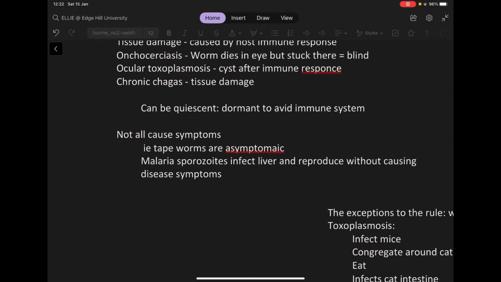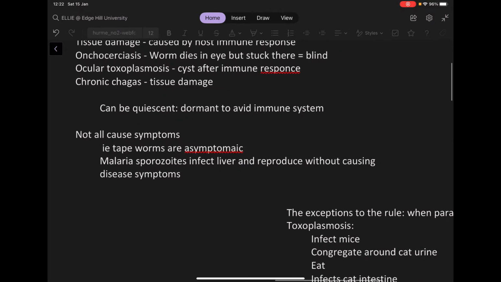But not all of them do cause symptoms or damage. So tapeworms are asymptomatic, they just live in your gut. Malaria sporozoites, they infect the liver and they reproduce within the liver without causing any damage. It's only in the blood stage that they cause symptoms.